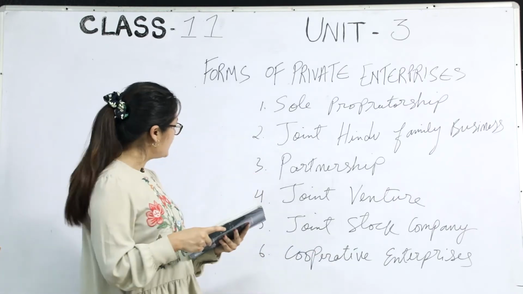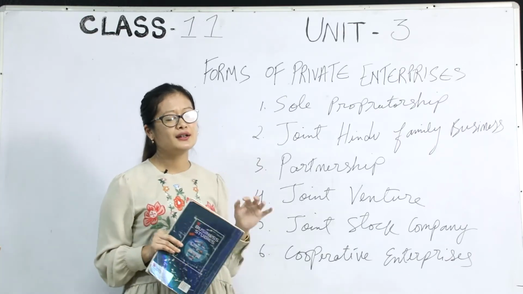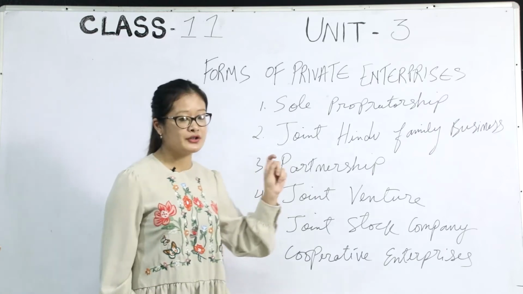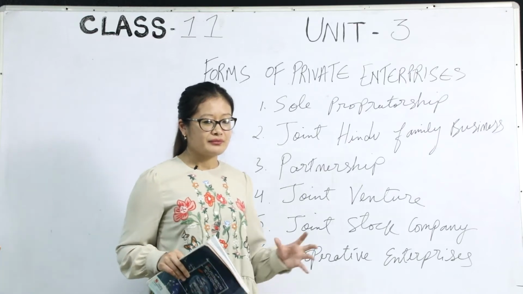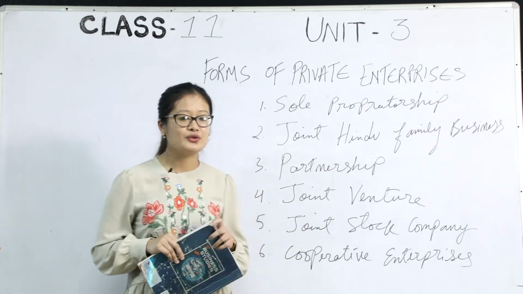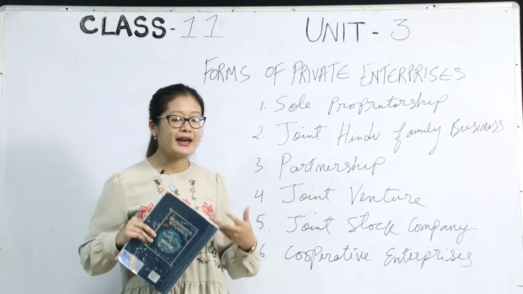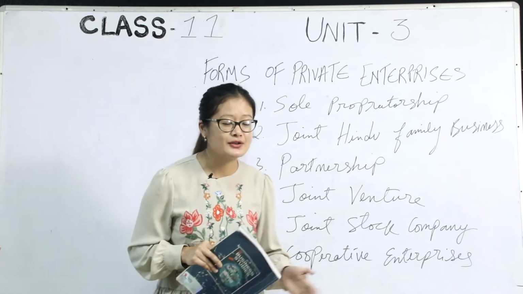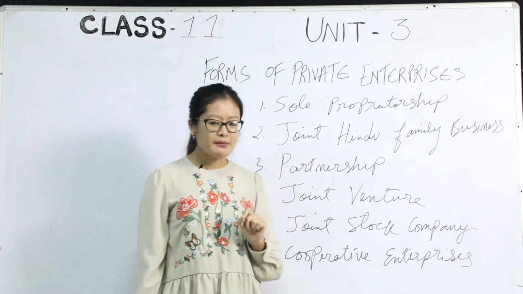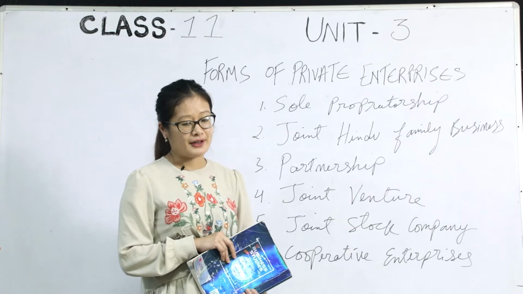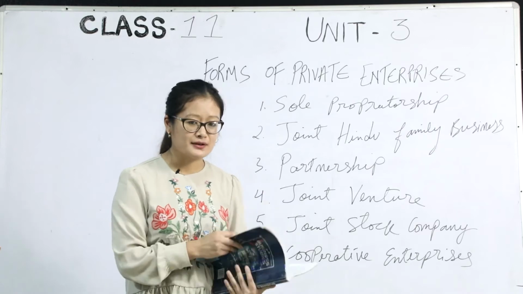Number 3 is partnership. The word partnership means when two or three partners agree together to form a partnership. When two or more people agree together to form a business, it is known as a partnership. In order to form a partnership, a minimum of 2 people is required and a maximum of 50 people is allowed.